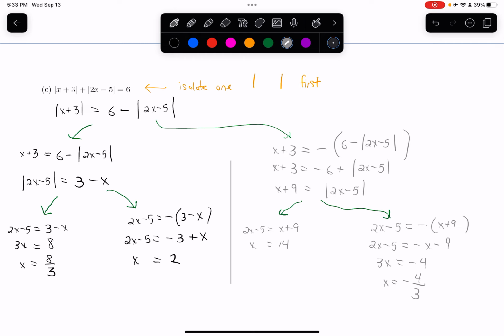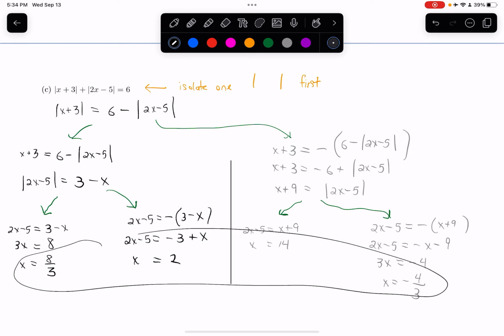Okay, so overall, we're getting 4 possible answers. And that was happening because I had 2 absolute values in this equation. Each extra absolute value kind of doubles the number of potential branches I end up with. So if I had had 3 absolute values in my equation, well, I would have ended up with 8 answers here at the end.